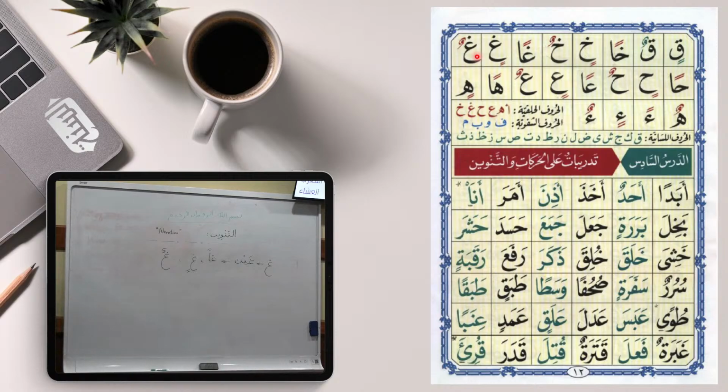Next, who wants to help me with the next three? The first three on the second line, page 12. Who wants to help me? Anyone? Go ahead.